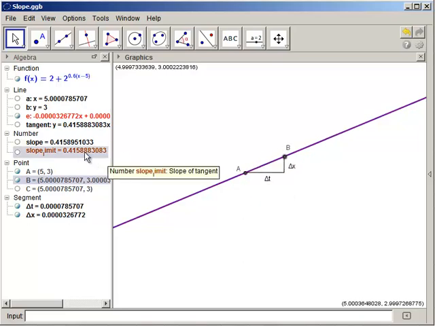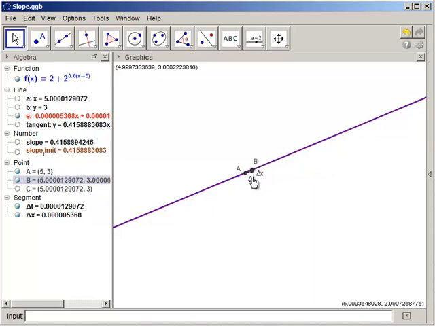Let's see, right up here is our slope. Now, by the way, I noticed something here. It says slope limit. That's something we haven't mentioned yet, but this program is actually able to calculate the limit of the slope, and that's what we're going to do. What is the limiting value as b approaches a?